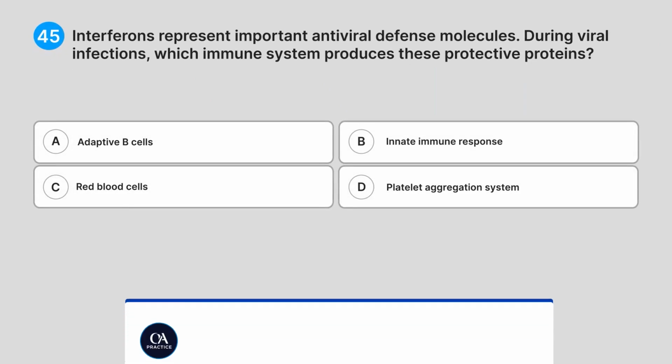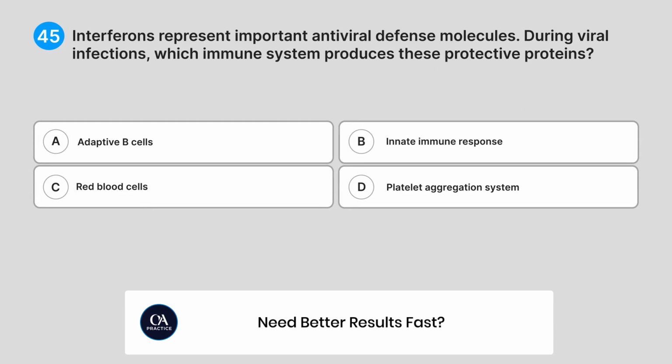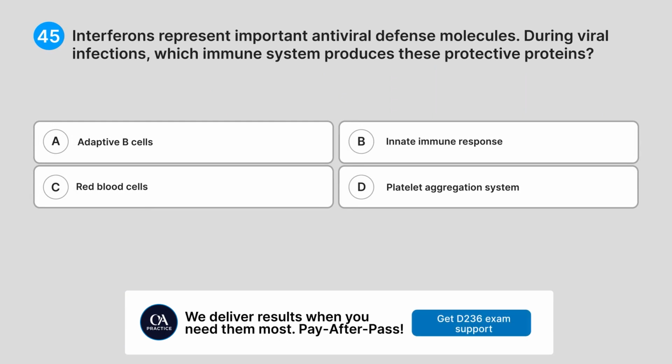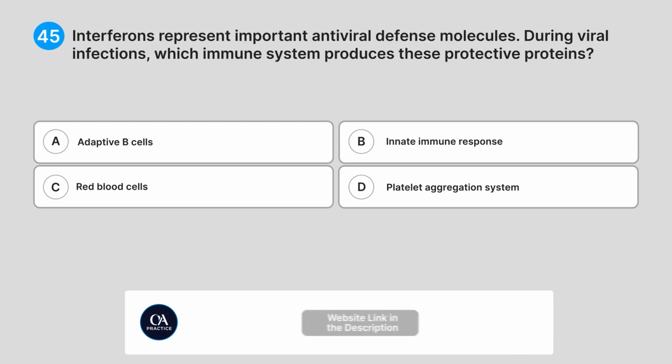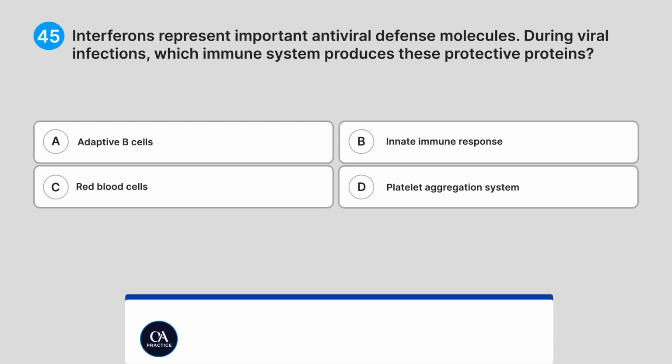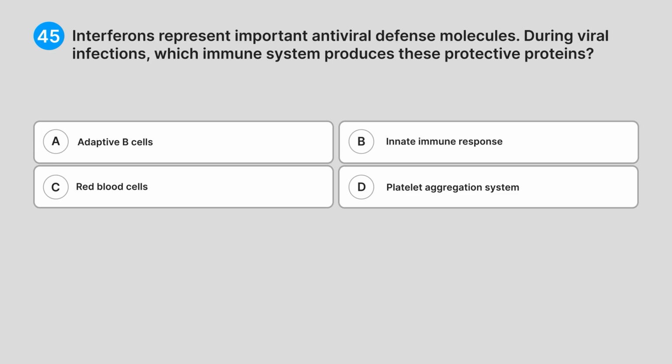45. Interferons represent important antiviral defense molecules. During viral infections, which immune system produces these protective proteins? A. Adaptive B cells. B. Innate immune response. C. Red blood cells. D. Platelet aggregation system.